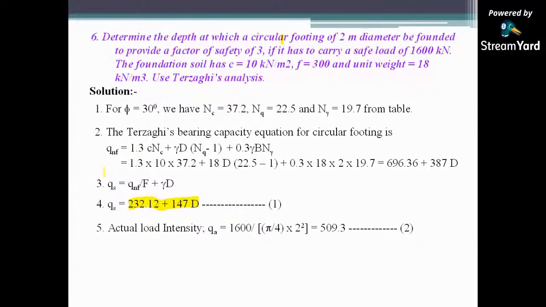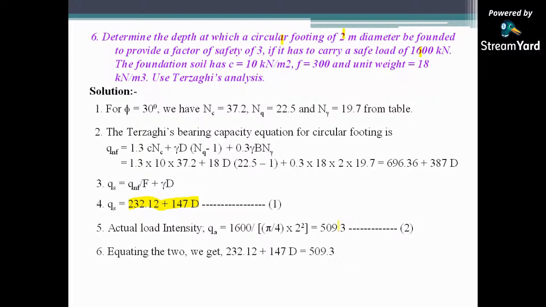Now you know that actual load intensity qa equals 1600 kilonewton, which is given to you, the actual safe load, divided by pi by 4 into diameter square. Why pi by 4? Because it is a circular footing. So pi by 4 d square, diameter is given to you as 2 meters. So this is coming to you as 509.3.